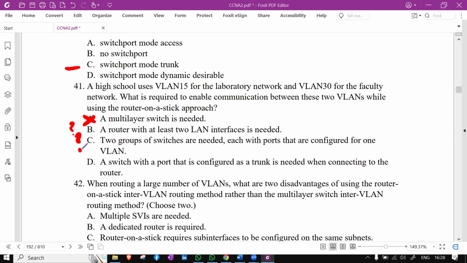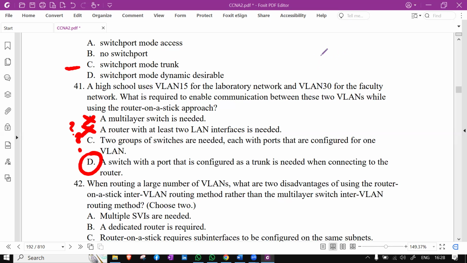The switch with a port that is configured as a trunk is needed when connecting to a router. This one sounds more like an answer. Makes sense. Yeah, D sounds more like an answer. This one is definitely a no, because you only require 1 interface. For router on a stick, you only require 1 interface. Legacy routing, that's when you require multiple interfaces.